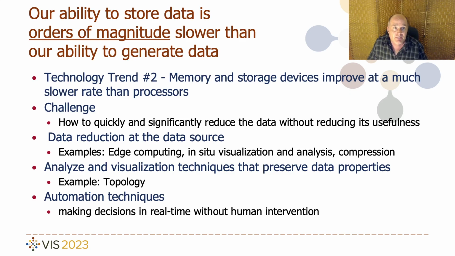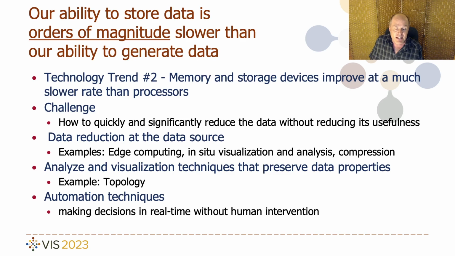Okay. A second technology trend is that memory and storage devices have improved at a much slower rate than processors. And so this is a real challenge because our ability to store data on supercomputers is order of magnitude slower than our ability to generate data. So our challenge is how to quickly and significantly reduce the data without reducing its usefulness. This has led to a bunch of techniques, including data reduction at the data source. So things like edge computing, in situ vision analysis, and compression.